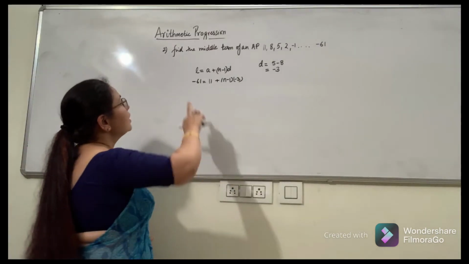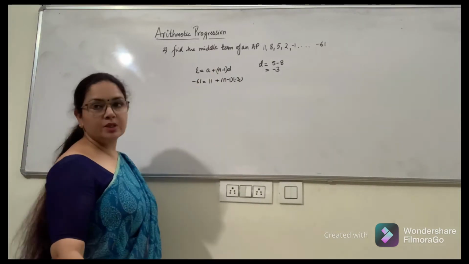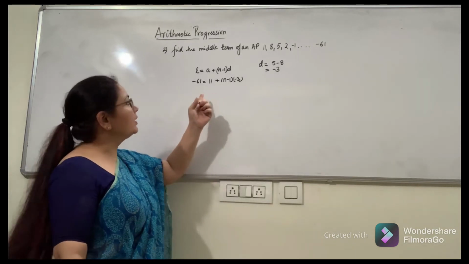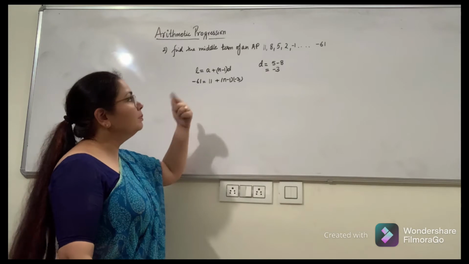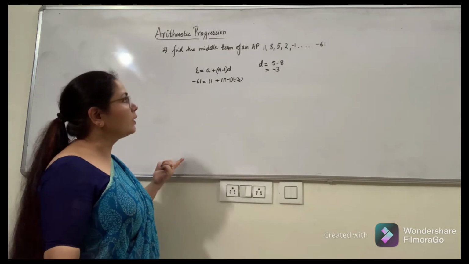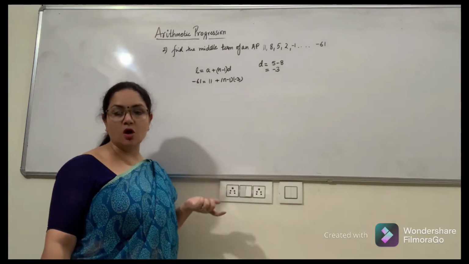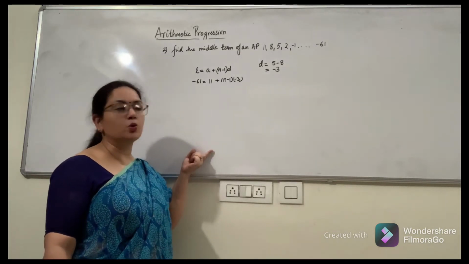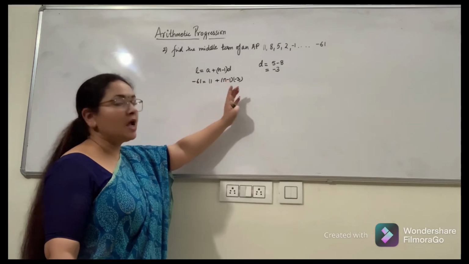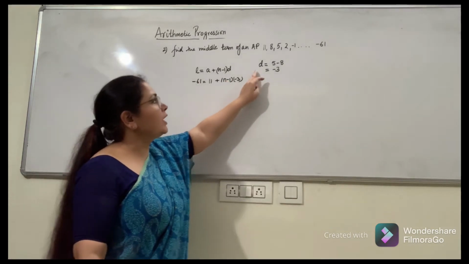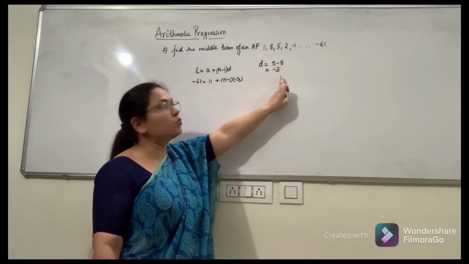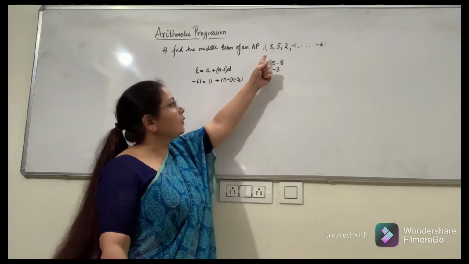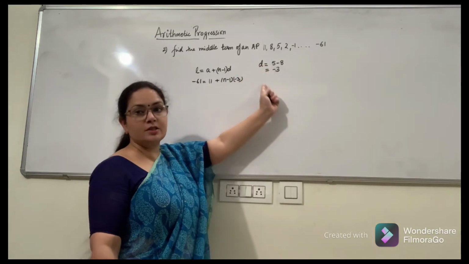The next question is, find the middle term of an AP which is 11, 8, 5, 2, up till minus 61. First of all, we have to calculate the total number of terms in the series. Again using the same formula, L is equal to A plus (n minus 1)D, and we'll calculate D also. 5 minus 8 is equal to minus 3. If I calculate 8 minus 11 also, the answer will be the same.